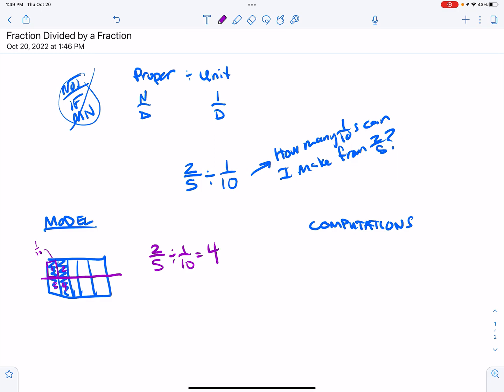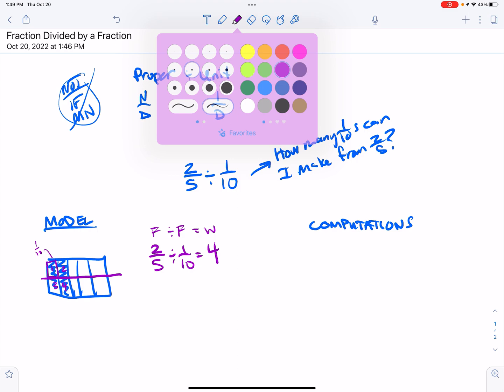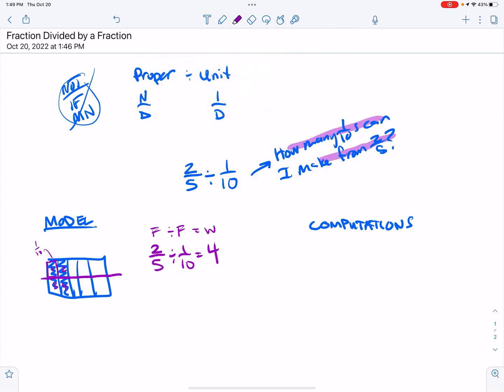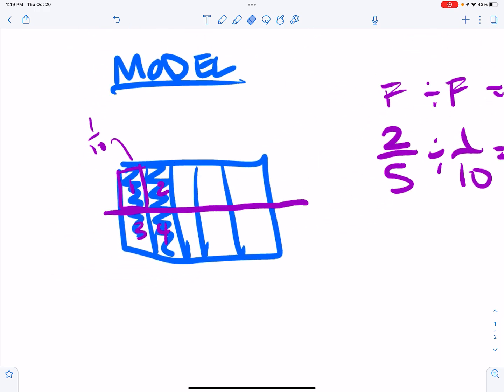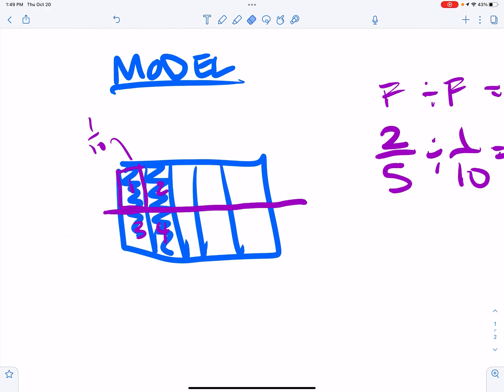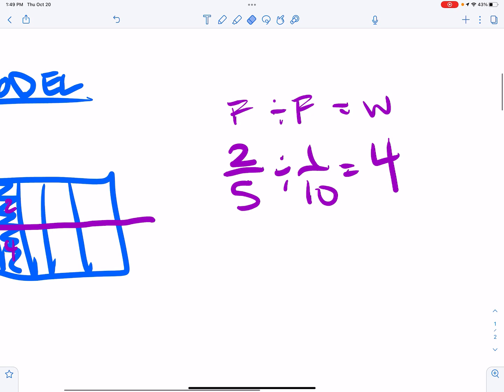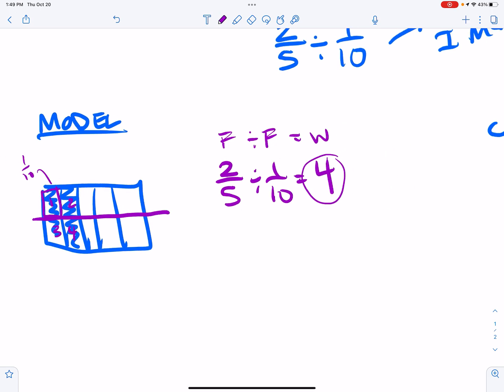Now this can seem a little bit wild because you have a fraction divided by a fraction and you somehow end up with a whole number. But if we think about what this means, how many 1/10ths can I make from 2/5? Then it becomes less of a wild thing, because you know from the picture that if I have 2/5 in blue and I turn them into tenths, I have enough there to make 4/10. So 4 does actually end up being a somewhat reasonable answer.